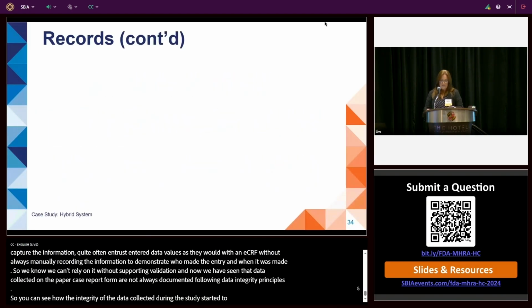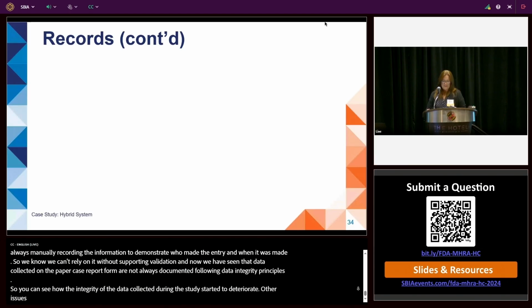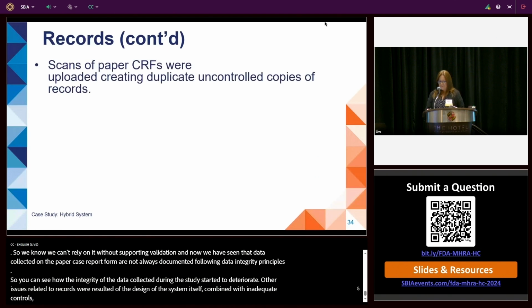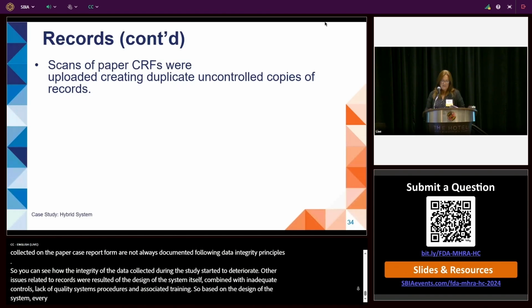Other issues related to records were a result of the design of the system itself, combined with inadequate controls, lack of quality system procedures, and associated training. So based on the design of the system, every time the paper CRFs were scanned, the sites were actually creating an uncontrolled copy of the case report form.